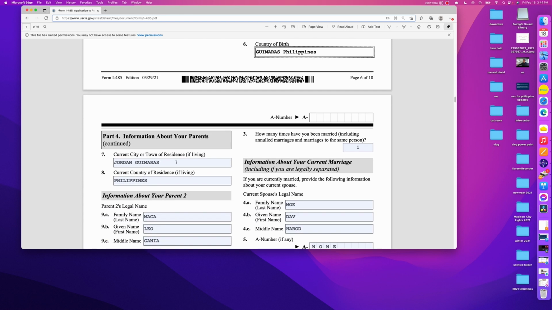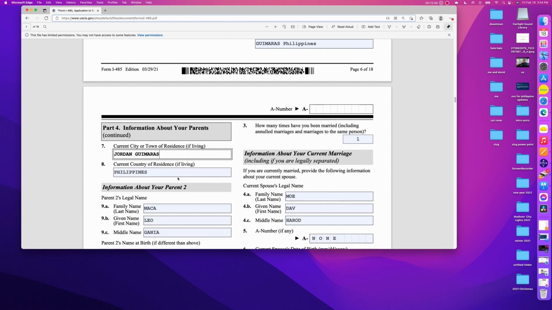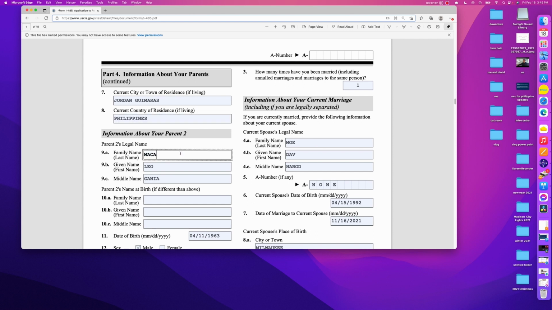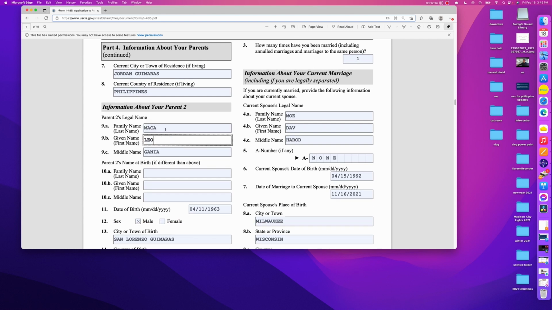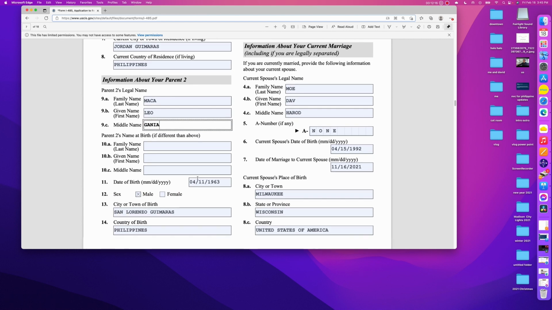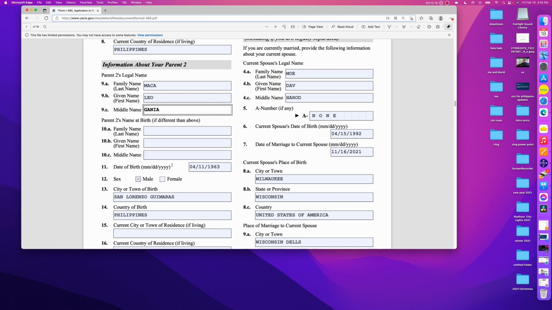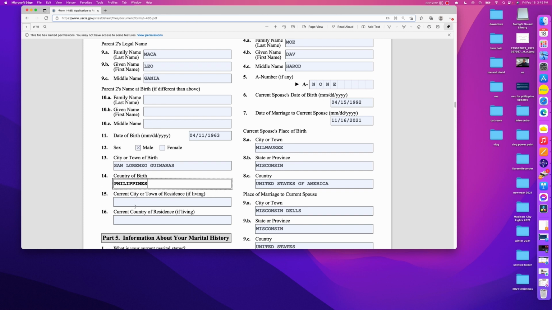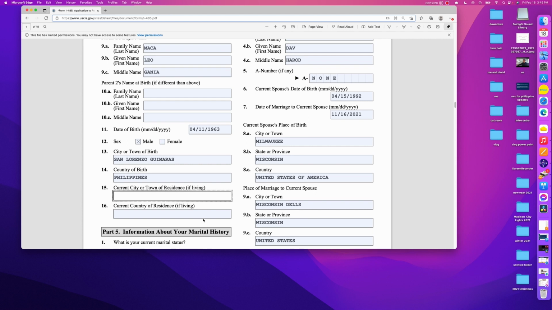Current city or town of residence. So we still have Guimaras, and country, Philippines. Next, information about my parent too. This is my father. So, only one name, and I did not provide a maiden name. So very easy: birthday, town, and country of birth. I don't provide any address here because it says if living. So my father is now deceased.